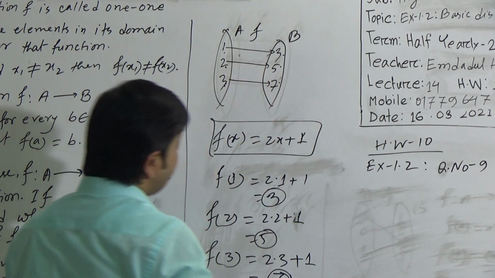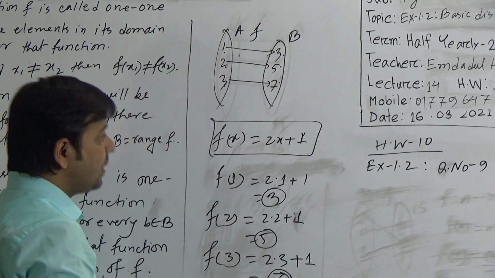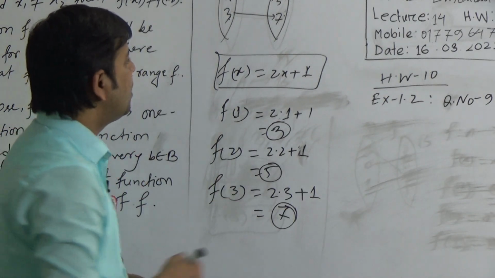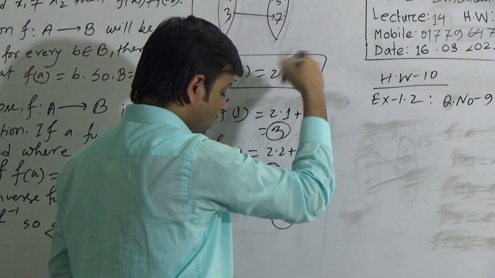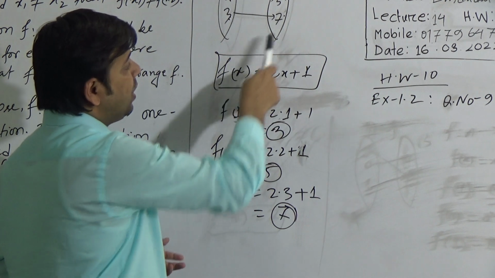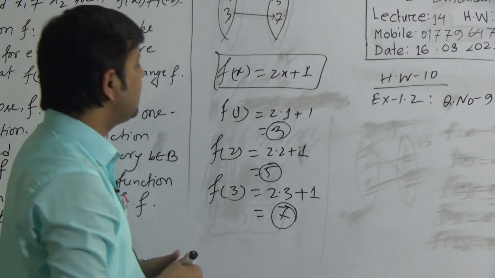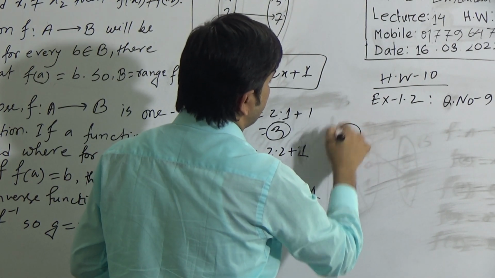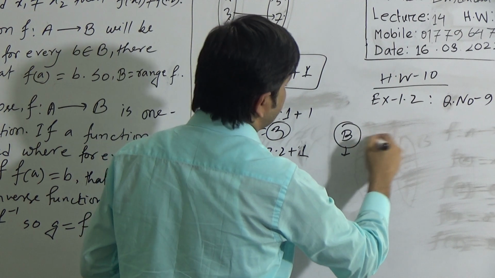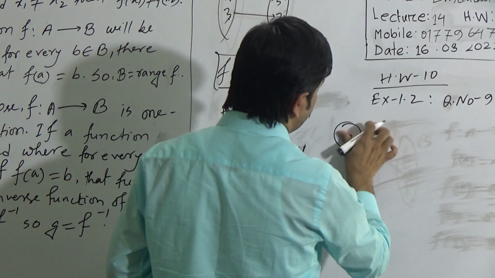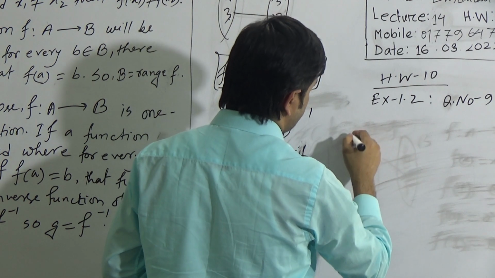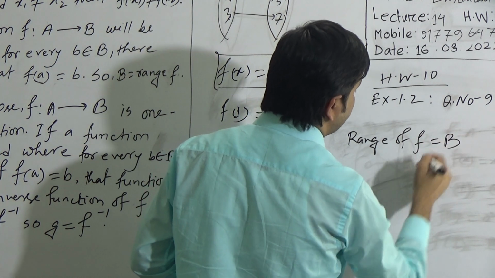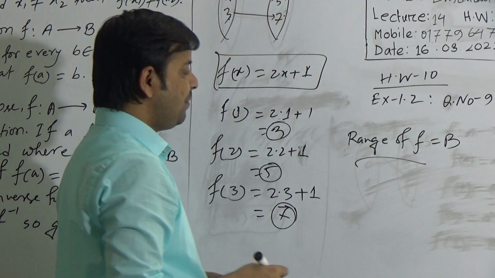It means that every element of b is an image of an element of the domain. All the elements are the images. There is no element which is not an image. It means that its range is b. Range and codomain are same. It means range of f is equal to b.